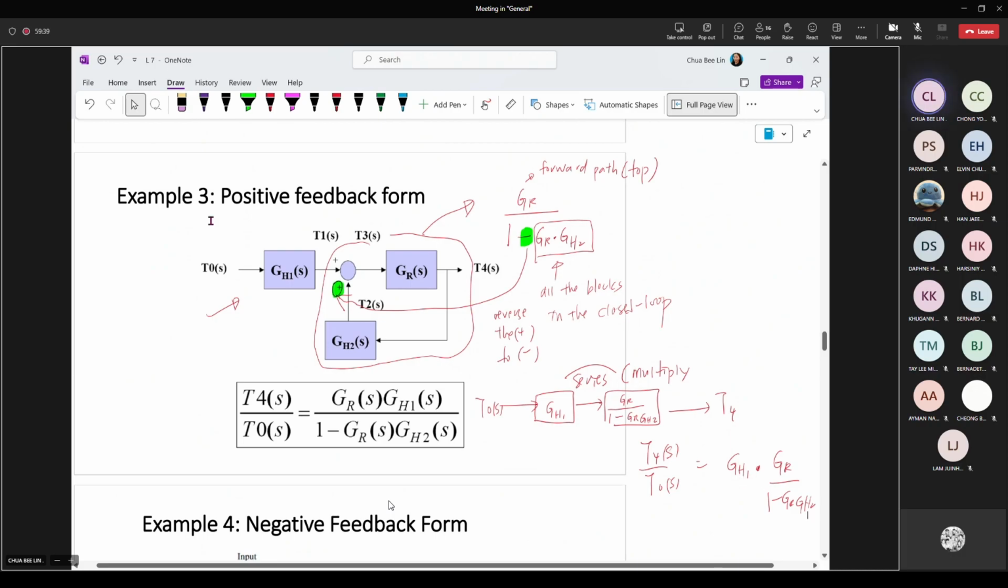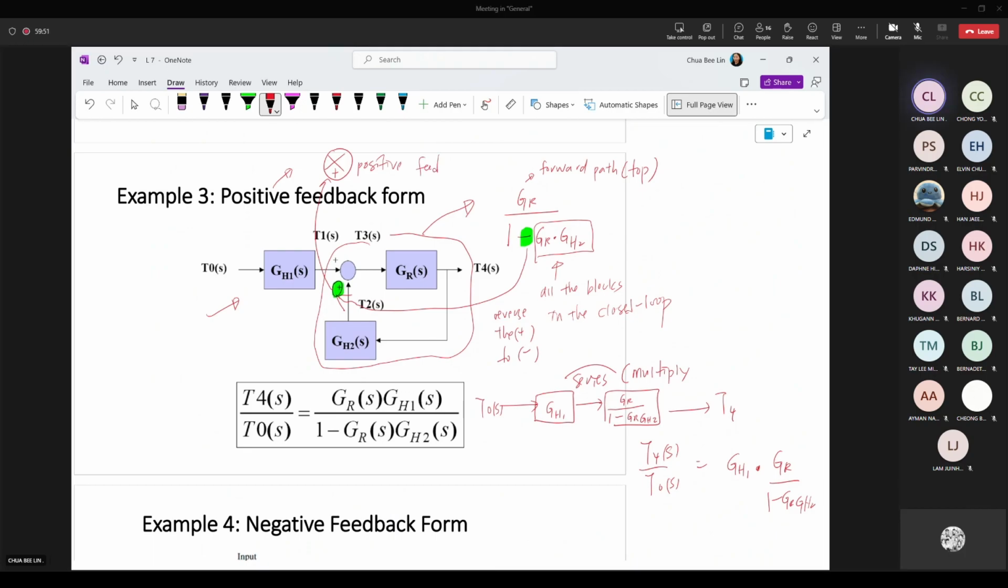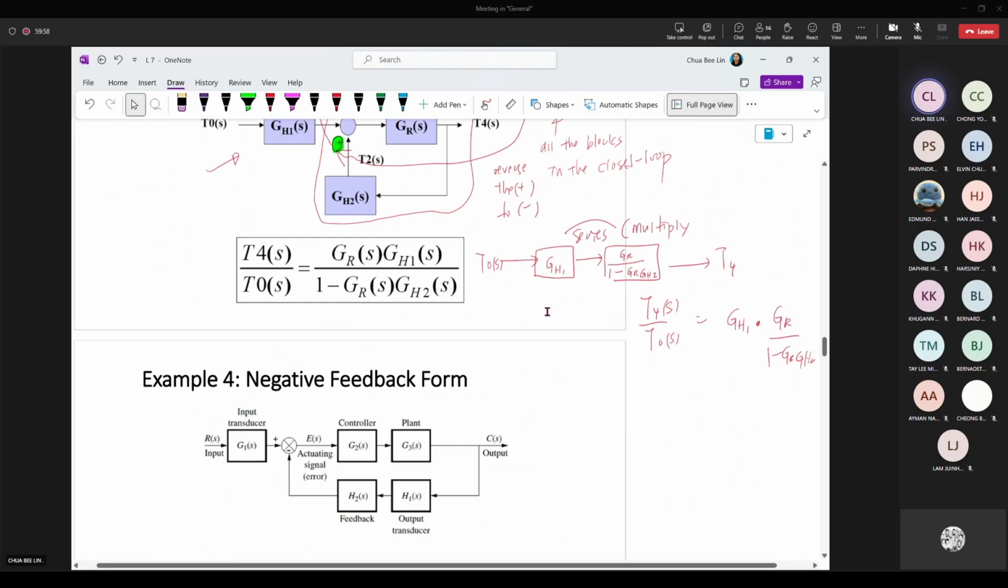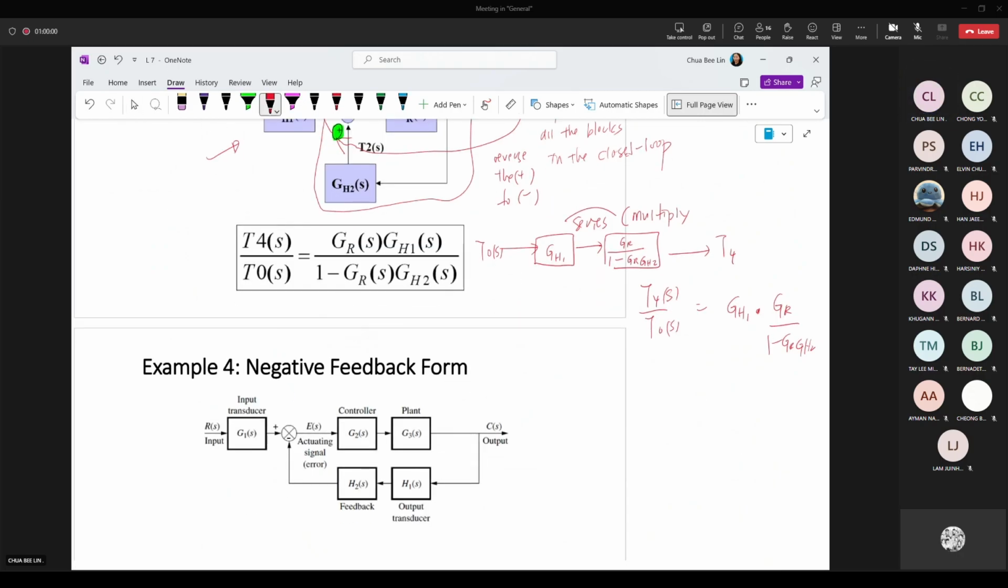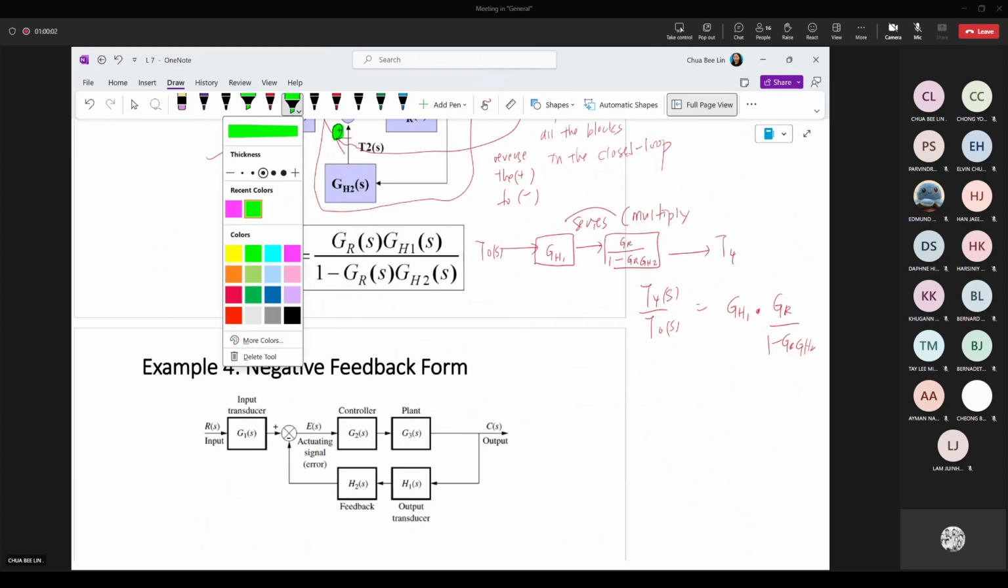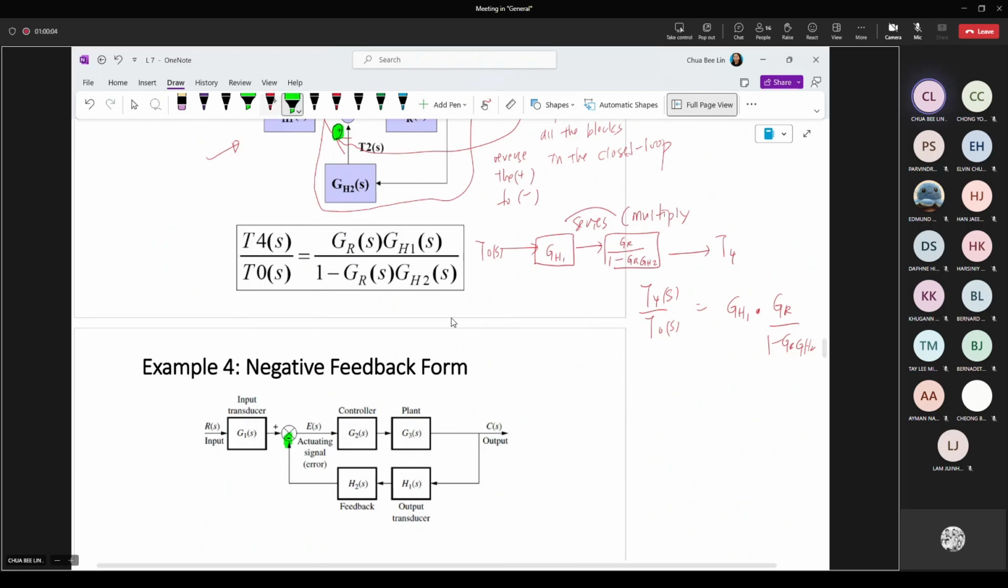So this is positive feedback. Why positive? Positive is when the feedback here is positive, just like this one. So this is positive feedback. Negative feedback means this one is negative. The feedback is negative, that's why it is named the negative feedback form.